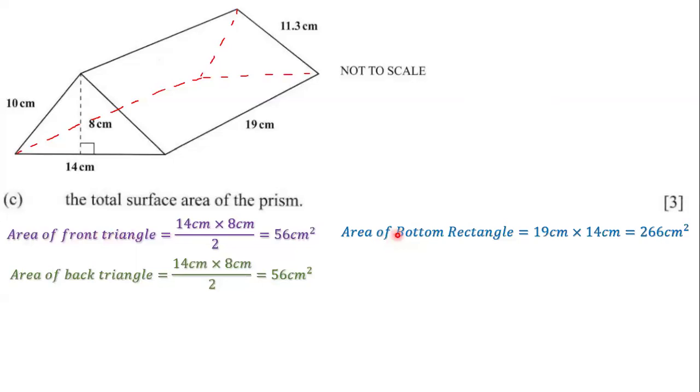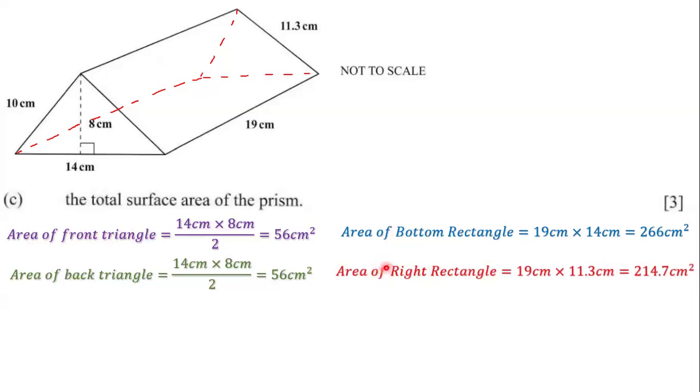Next, we need to figure out the area of the bottom rectangle. Here we have the bottom rectangle right here. The area of a rectangle is length times width. The length of this rectangle is 19 centimeters, and the width is 14 centimeters. So 19 centimeters times 14 centimeters is 266 centimeters squared. The area of the bottom rectangle is 266 centimeters squared.